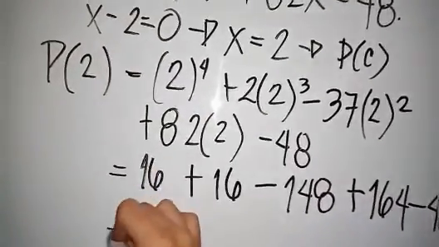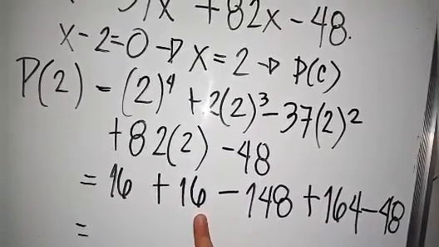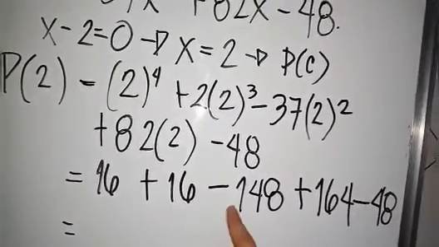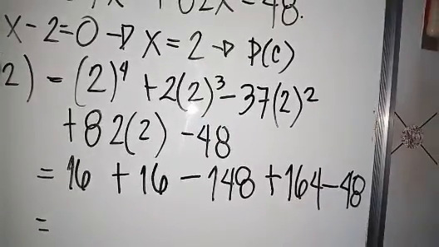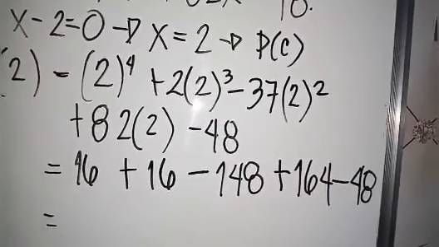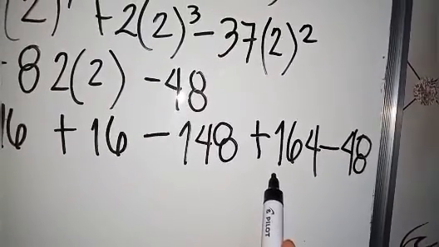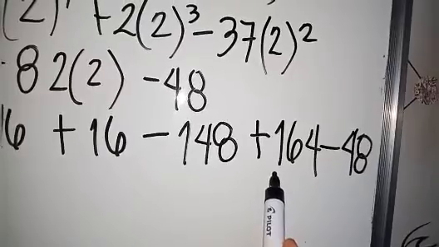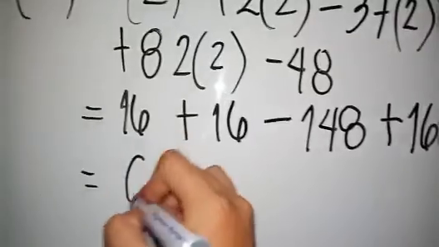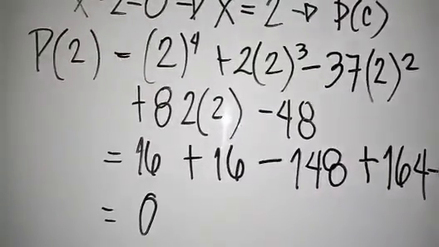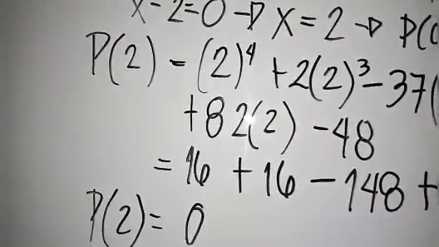Then, simplify ulit. So, 16 plus 16 will give us 32. 32 minus 148 will give us negative 116. Then negative 116 plus 164 will give us positive 48. Then, positive 48 minus 48 will give us 0. Since naging 0 siya yung ating p of 2, ay equal to 0.